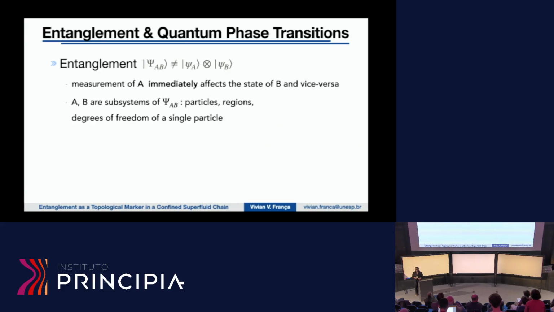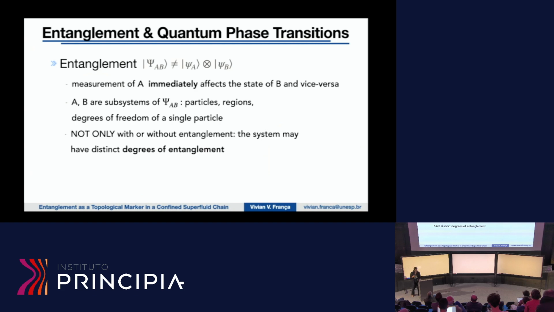But one very important thing in this respect is that entanglement is not a quantity that is simply present or absent in the system. Instead, we can have different degrees of entanglement in different systems, right? That means we could, in principle, quantify the level of entanglement in a given system for a given bipartition. And this will be a very important thing. So how much entanglement do we have between two parts, A and B, the degree of entanglement.